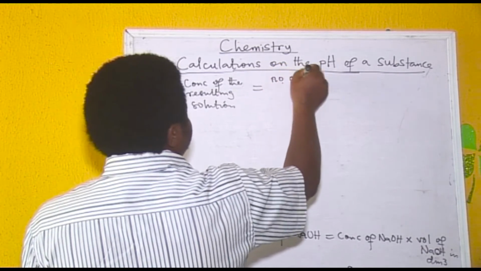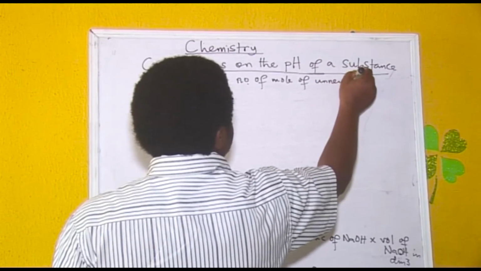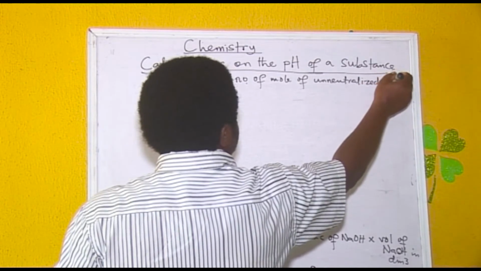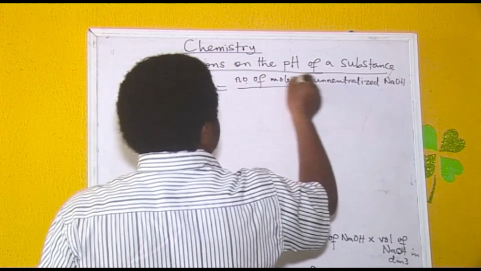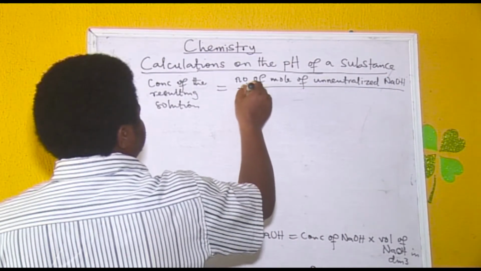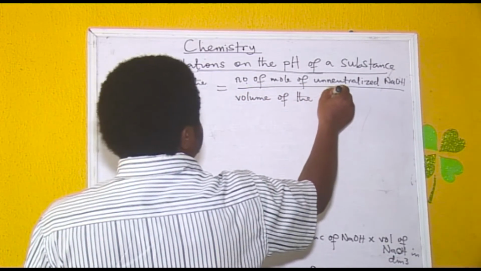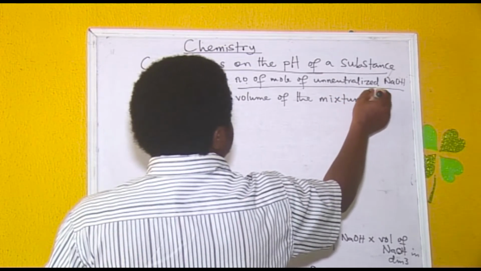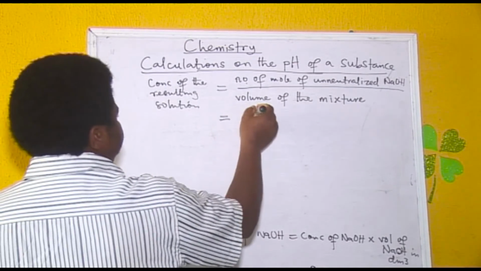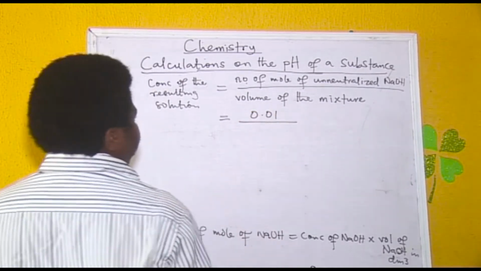the number of moles of unneutralized NaOH divided by the volume of the mixture. What is the mixture in this case? Hydrochloric acid and sodium hydroxide. So what's the number of moles of the unneutralized base? That's 0.01 mole divided by the volume of the mixture.